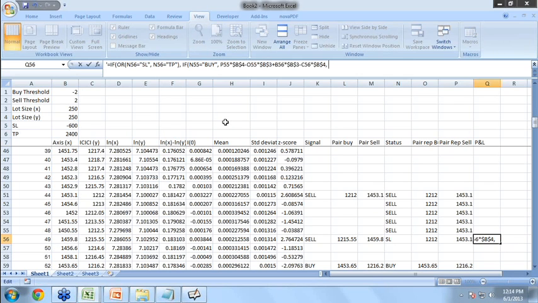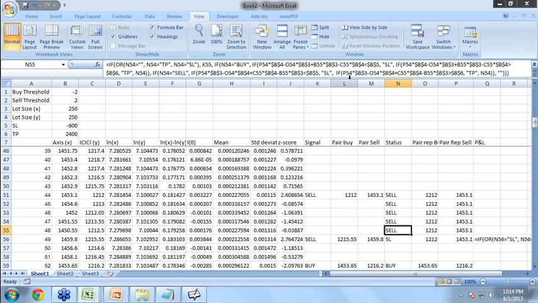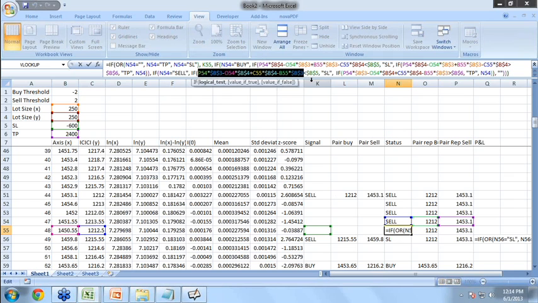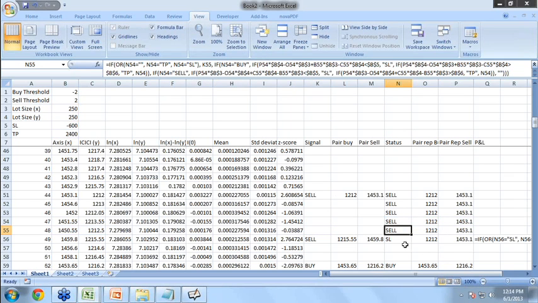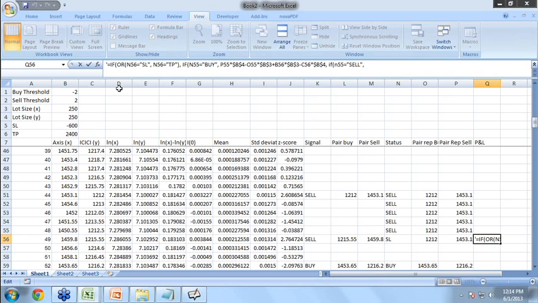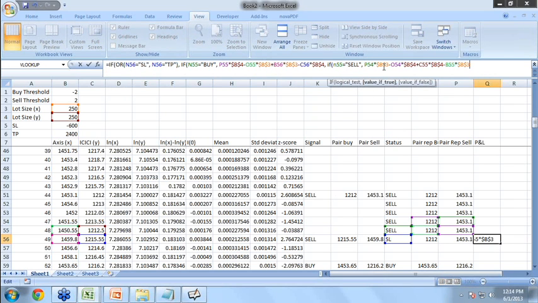All right. So if this is equal to buy, then this. If N55 is equal to sell, in that case, we'll take the sell MTM value. That is this part. Otherwise, I'll keep it blank. False. And what if it is not SL or TP? Then also I would like to keep it blank.